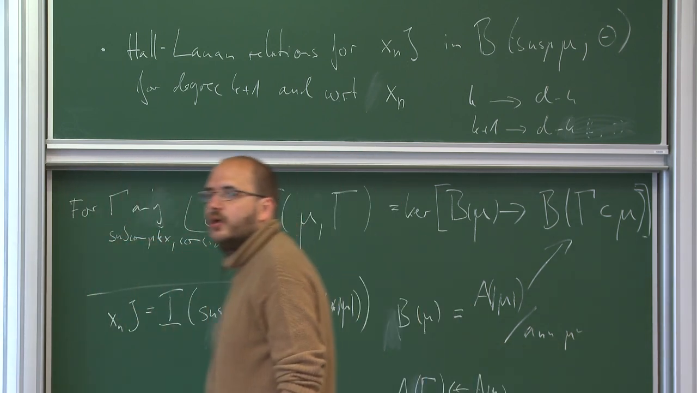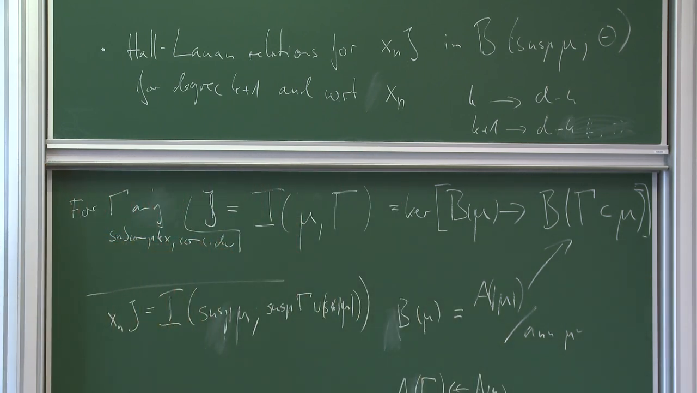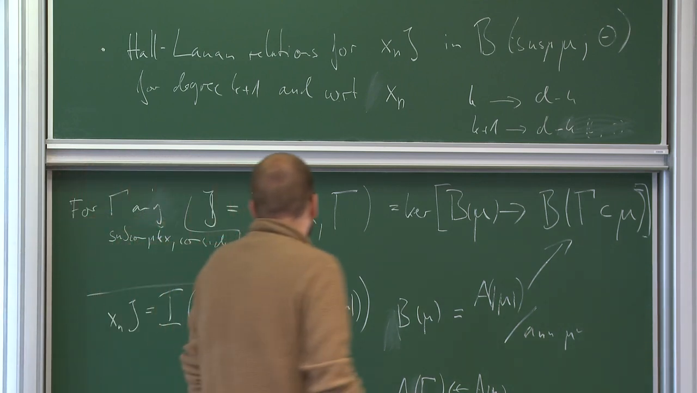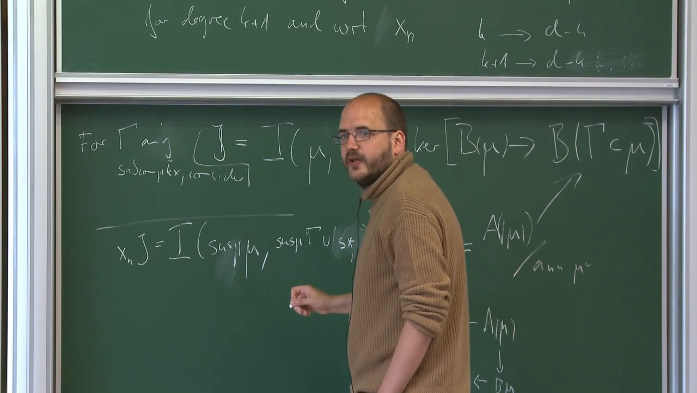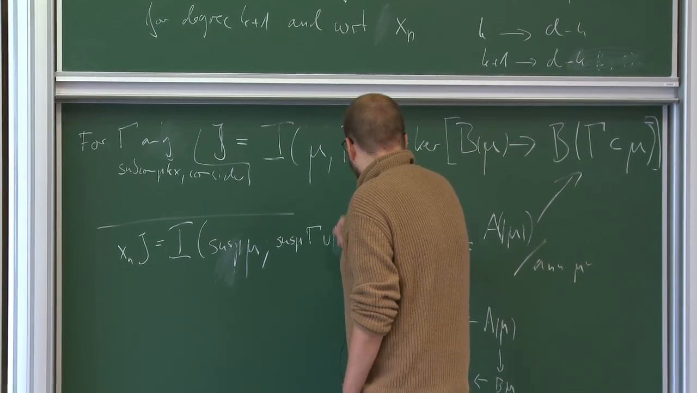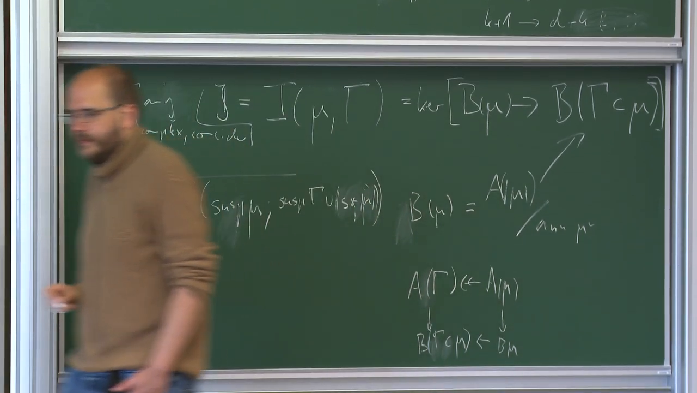Sorry, can you say what's after the suspension of gamma union? Is it S join mu? Yes, S join mu. It's just basically the southern hemisphere. Okay. Yeah. Right? Yeah, that's it.